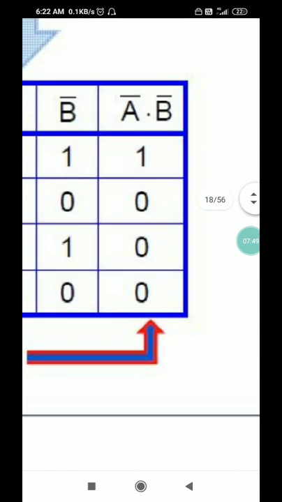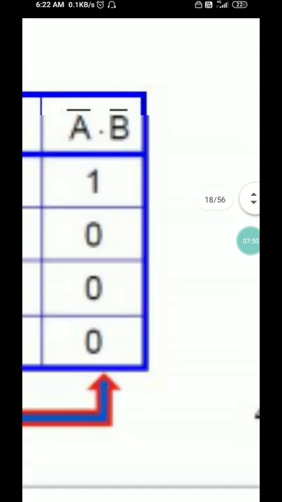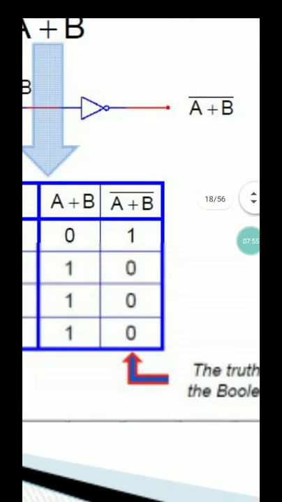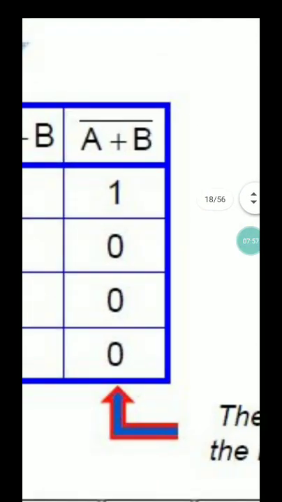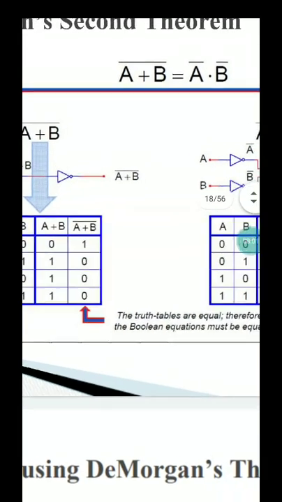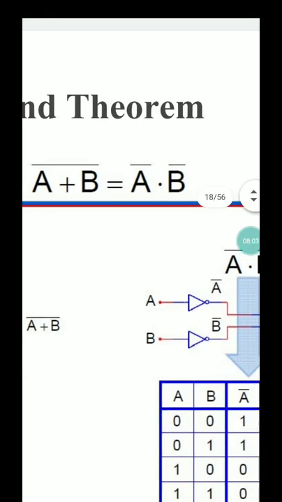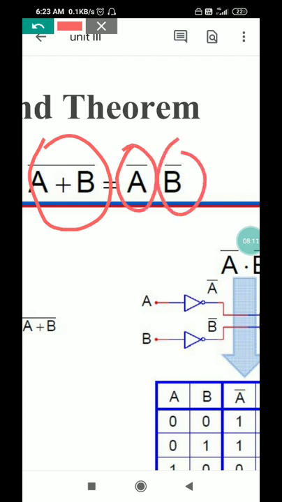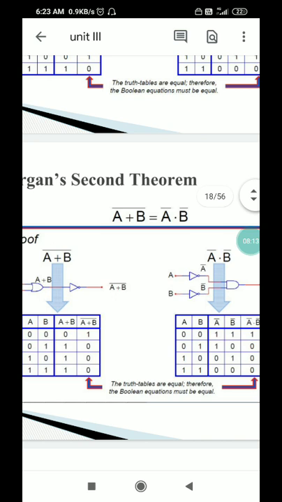In this response, in the final column we have got 1 0 0. On the other side of the equation also we have got 1 0 0 as the output column. Therefore both of the sides are proved. That's why we can say (A plus B) whole bar is equal to A bar dot B bar. This is how De Morgan's theorem is proved.